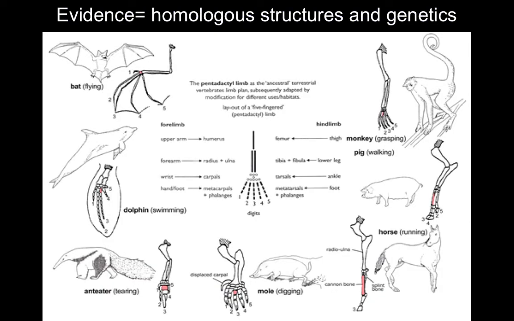And the evidence for divergent evolution comes from homologous structures and our study of genetics. So we've talked about homologous structures before, where homo in this case means the same, and we can see that different organisms have the same bones. They just might be in different shapes and sizes based on how they've adapted and evolved into their niche. For instance, it is believed that the ancestor of all mammals has what they're calling here a pentadactyl limb, as the ancestral terrestrial vertebrates limb plan. And then it says subsequently adapted by modification for different uses and habitats.